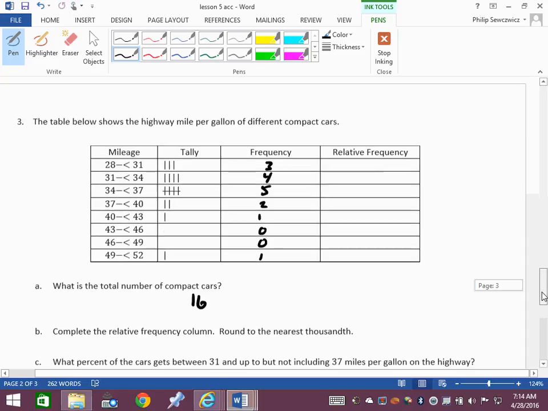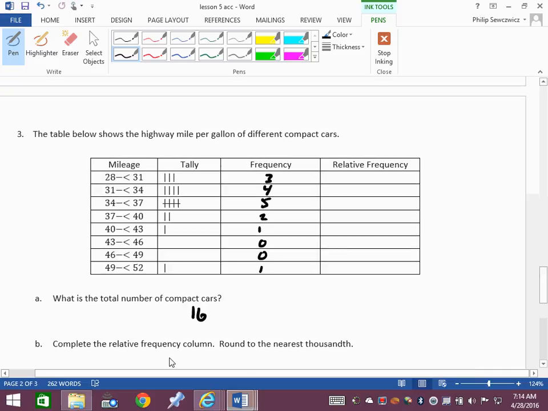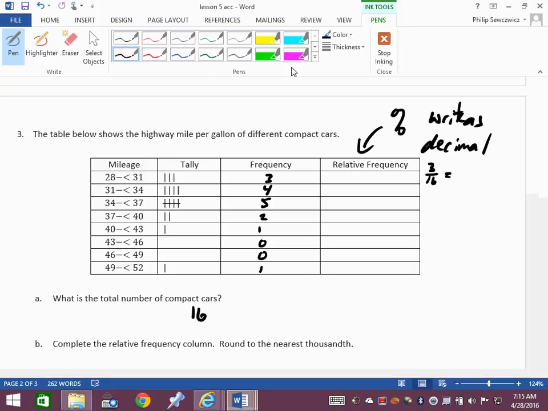Now, to figure out the relative frequency, they want us to round to the nearest thousandth. Simply what we are looking at is percent. That's it. But we do write it as a decimal. So if this happened 3 times out of the 16, what we're doing here is simply converting our fraction into a percent.